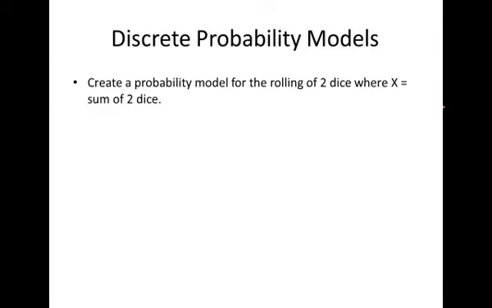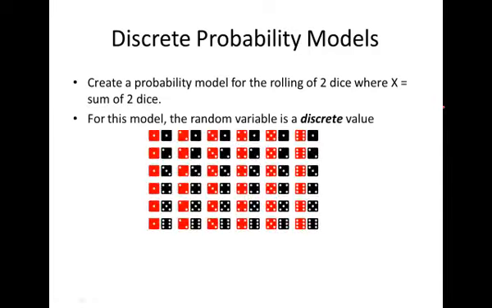So we're going to create a probability model for the rolling of 2 dice, where x was the sum of the 2 dice. We talked about this in a previous video. And remember, we drew diagonals, and the diagonals represented the sum. This diagonal represents 2, the sum of 2, because 1 plus 1 is equal to 2. The next one is 3. These are all worth 4, and so on.